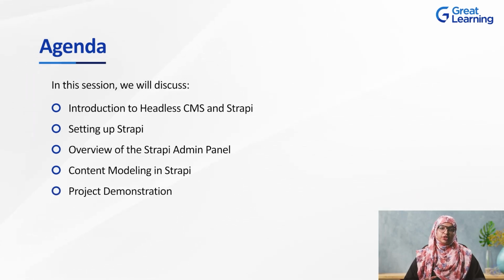Then we will have a discussion on content modeling in Strapi, and then a small project demonstration wherein we will be building a blog API, and we will try to have the CRUD operations incorporated on that. That is create, read, update, and delete. Also, we will try to use Postman to check whether the API is working or not.